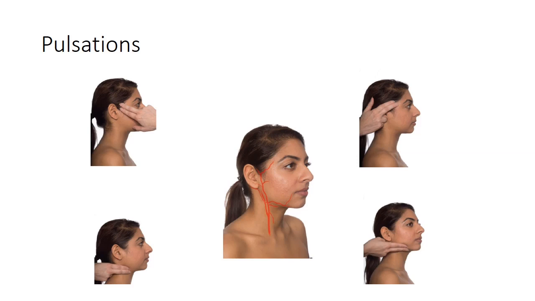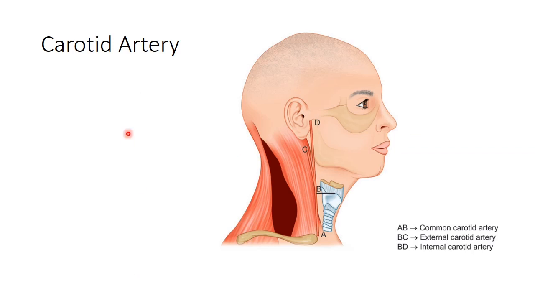Then we have the carotid pulsations right here. So we just palpate the carotid artery right here. Then what is the carotid artery? We know we have the common carotid, which bifurcates into the external carotid and the internal carotid. For the common carotid, point A is at the medial end of the clavicle and point B is at the upper border of the thyroid cartilage along with the anterior border of the sternocleidomastoid. Then we just join point A and point B, and that is the common carotid.